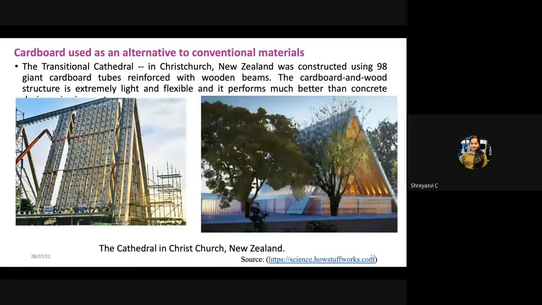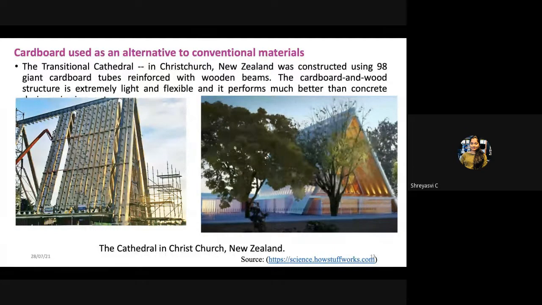And coming to the use of cardboard tubes, there is one such example wherein a cathedral was built in Christchurch, New Zealand, using about 98 giant cardboard tubes. One of the advantages of this is that these are materials that are locally available, so we can reduce the transportation cost, and it's abundantly available. So we are also making use of locally available material, and these are extremely lightweight and very flexible, and they actually perform much better than concrete. And in the worst case scenario, even if a structure of this form fails, it is far less likely to crush the people gathered inside, so they do not cause as much loss of life as compared to the traditional reinforced concrete type of building.